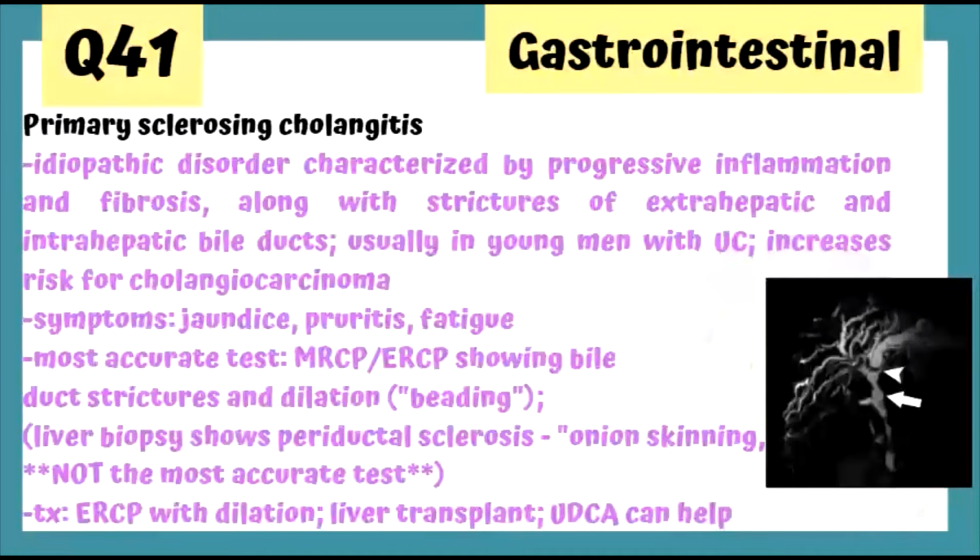And treatment for primary sclerosing cholangitis is ERCP with dilation, liver transplant possibly, and actually UDCA can help, which is the primary treatment for primary biliary cholangitis, which we'll talk about later.